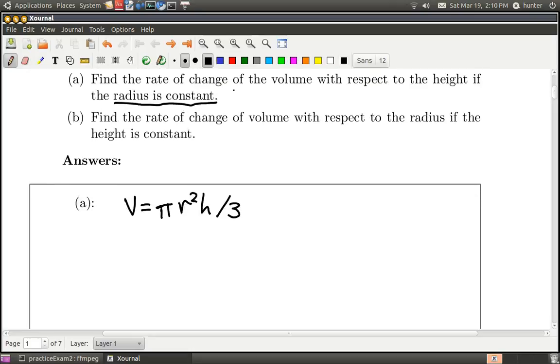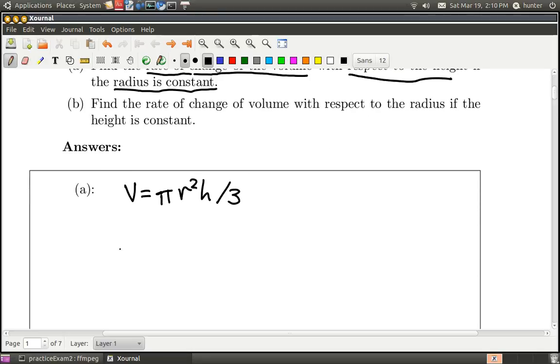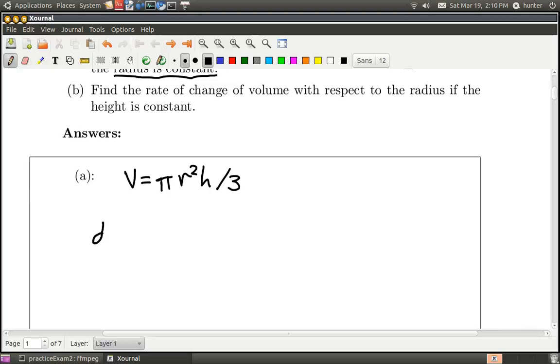So what we want to do is find the rate of change. You know the rate of change is the derivative of the volume with respect to the height. So that just translates really naturally into the notation we use for the derivative. So we're looking for the derivative of volume with respect to height. Okay, so h is going to be the variable, and we're going to pretend like r is just some number.